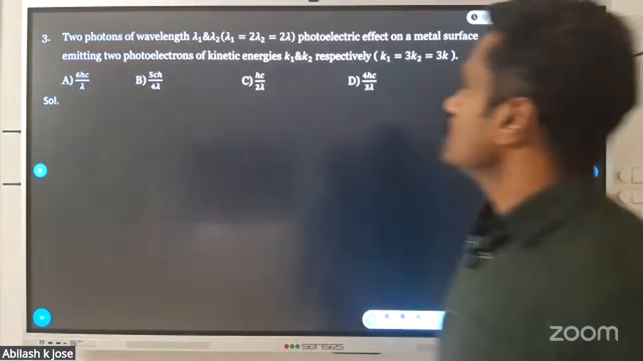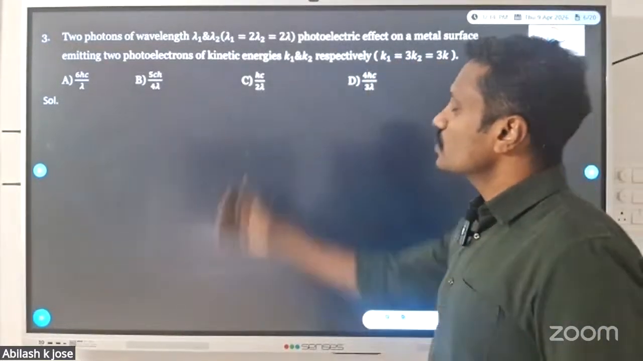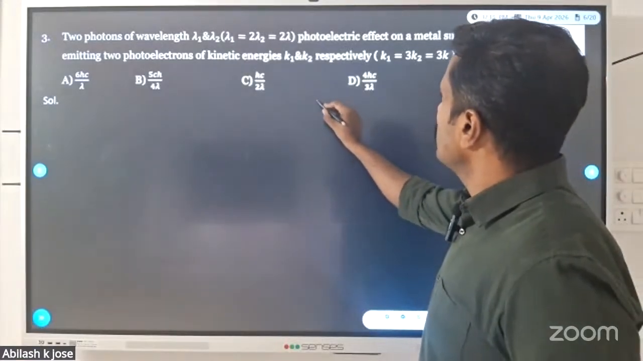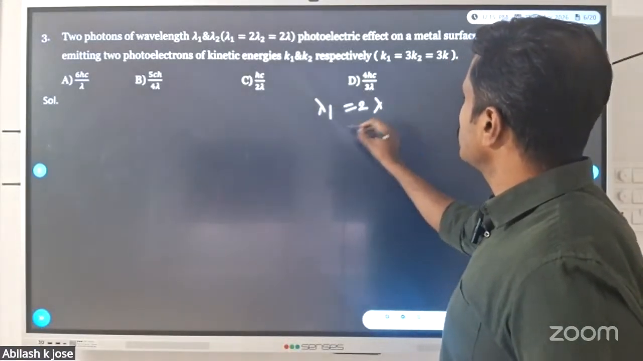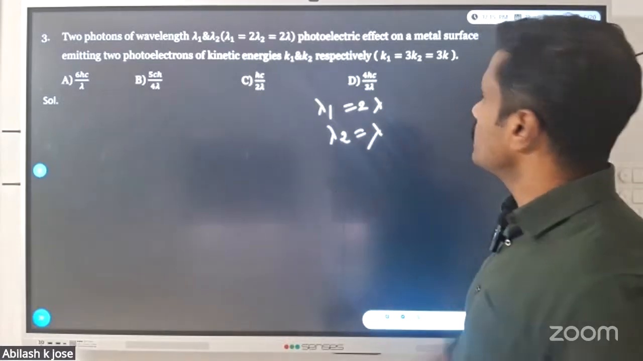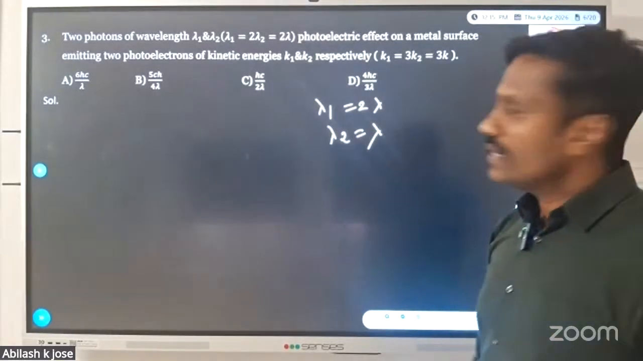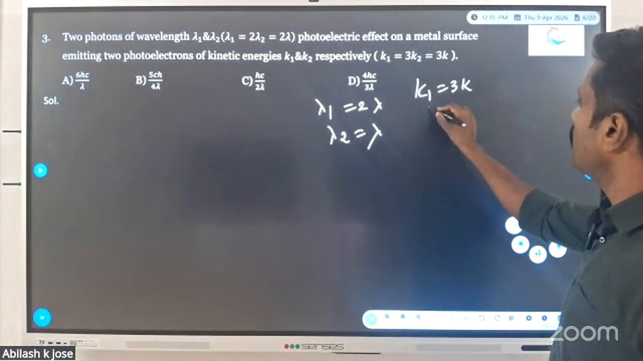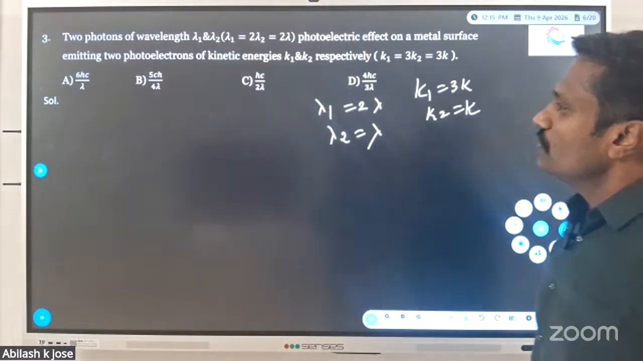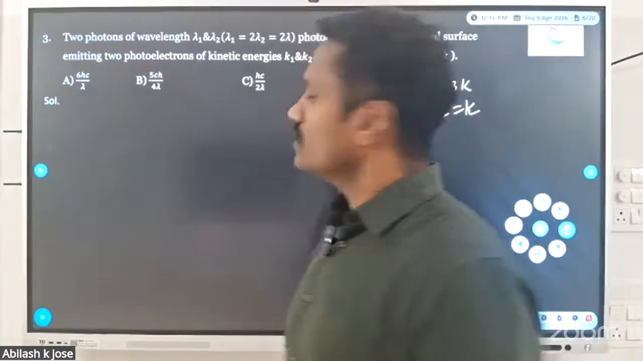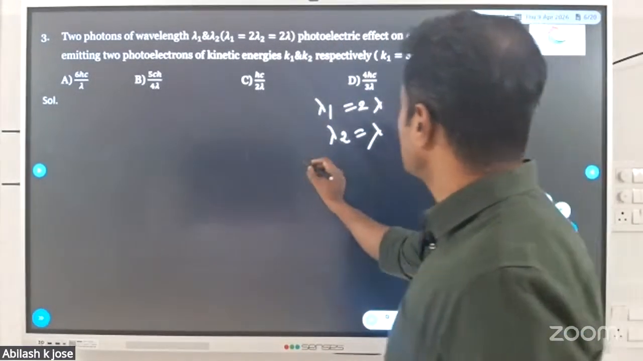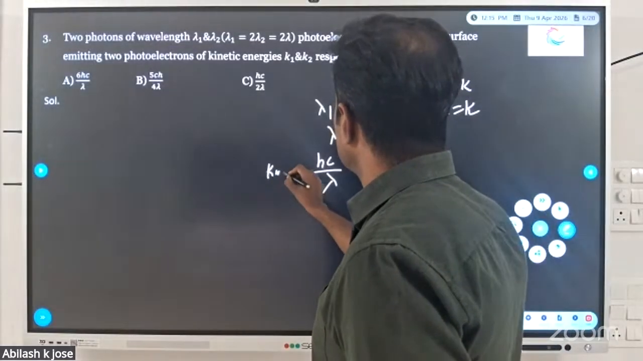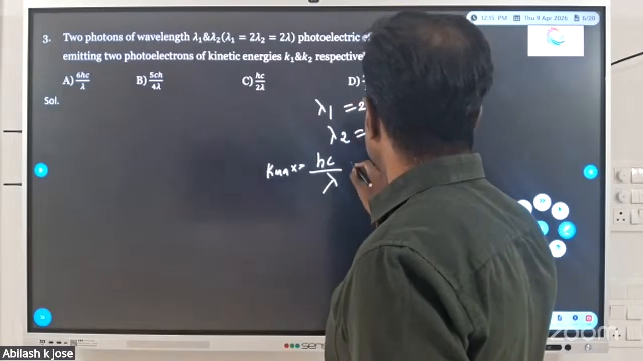The third question is from photoelectric effect. There are two photons of wavelength lambda 1 and lambda 2, given as lambda 1 equal to 2 lambda and lambda 2 equal to lambda. The maximum kinetic energies are K1 equal to K and K2 equal to 3K. We are asked to calculate the work function. The formula is K max equal to hc by lambda minus work function.